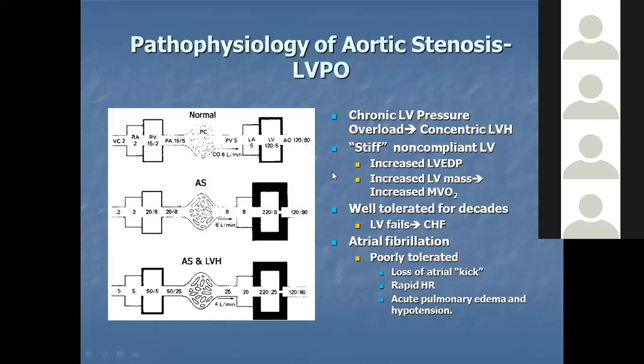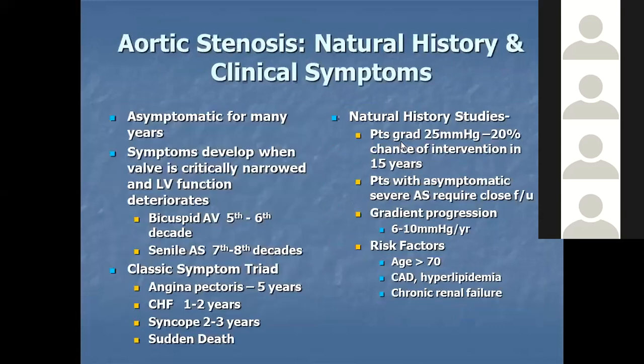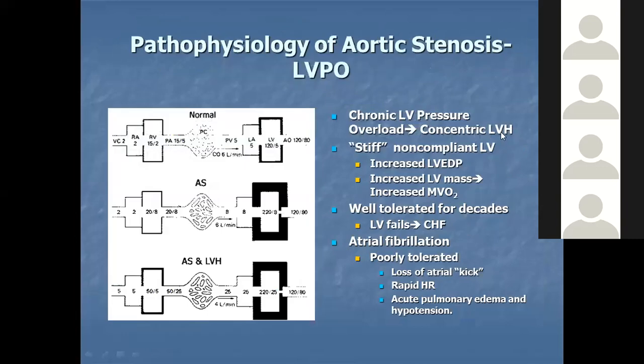When there is chronic LV pressure overload, it causes LVH. LVH means left ventricular hypertrophy. The muscle mass becomes increased as they have to generate the pressure against the closed valve. So as the pressure increases, the muscle mass increases, causing left ventricular hypertrophy.